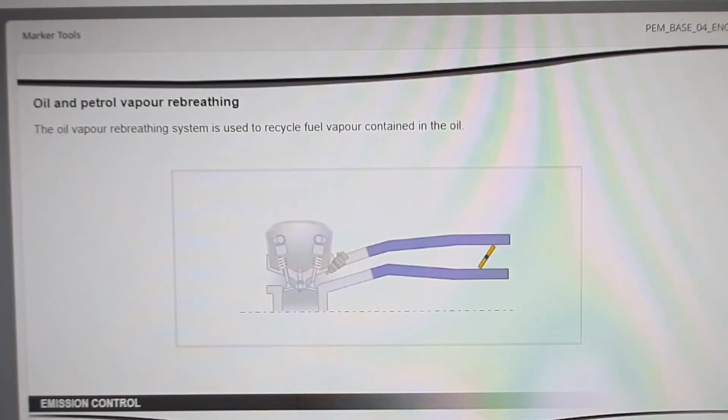The oil vapor rebreathing system is used to recycle fuel vapor contained in the oil. It generally comprises two distinct and calibrated circuits. Click on the throttle valve to see operation at low load.